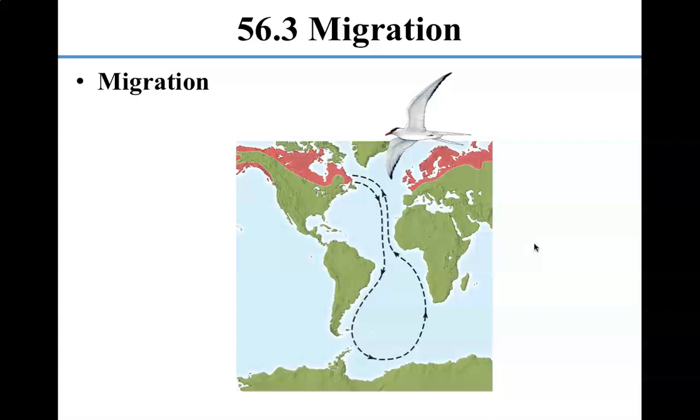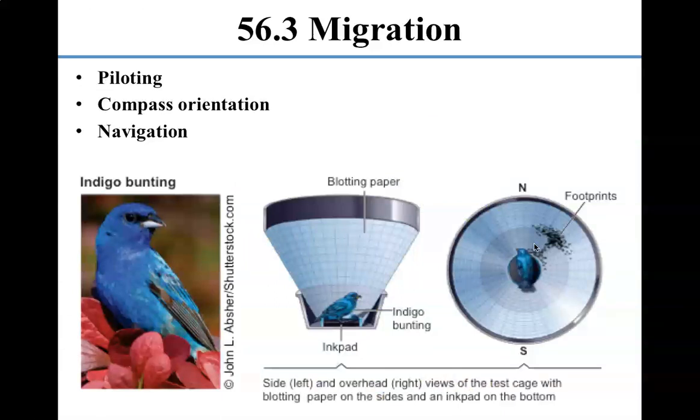Okay, so lots of animals migrate. So how do they do this? How does an Arctic tern know to go south? How does it find Antarctica? How does it know when to stop? How does it know when to leave? How does it know when to return? So there are three mechanisms for migration: piloting, compass orientation, and navigation.